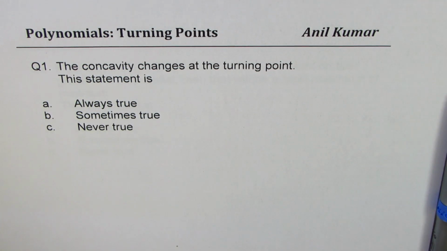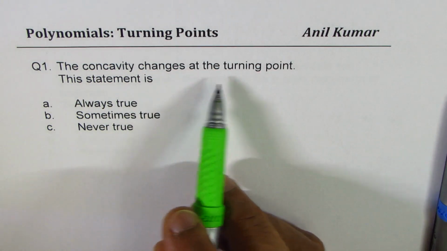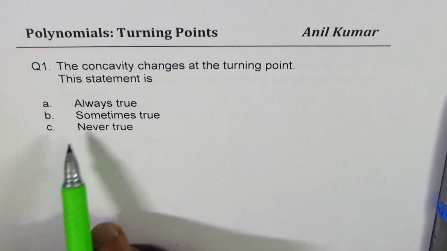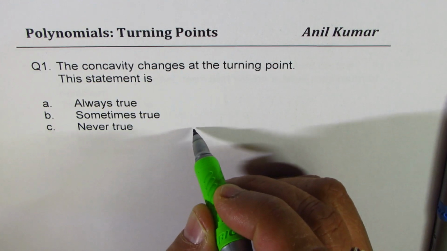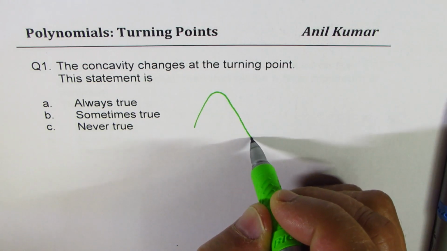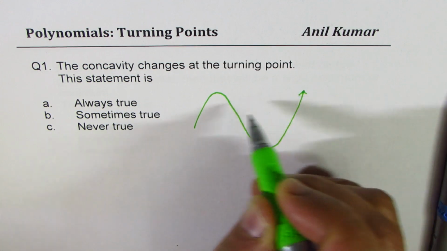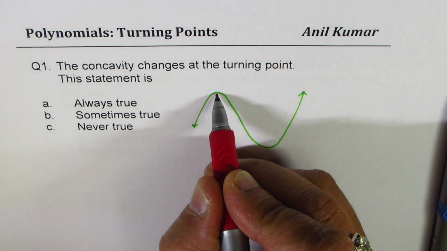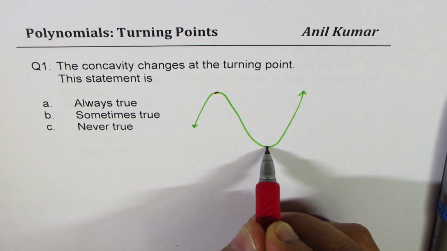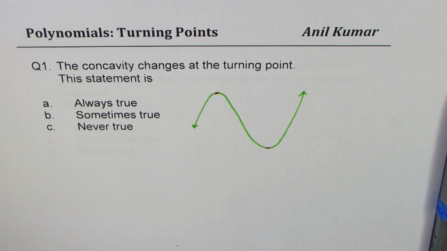Question number 1. The concavity changes at the turning point. This statement is always true, sometimes true, or never true. Let's look into a polynomial graph, right? Let's make a simple graph here. Now, as you can see here, that is the turning point. That is the turning point. This is also a turning point. What do you think?